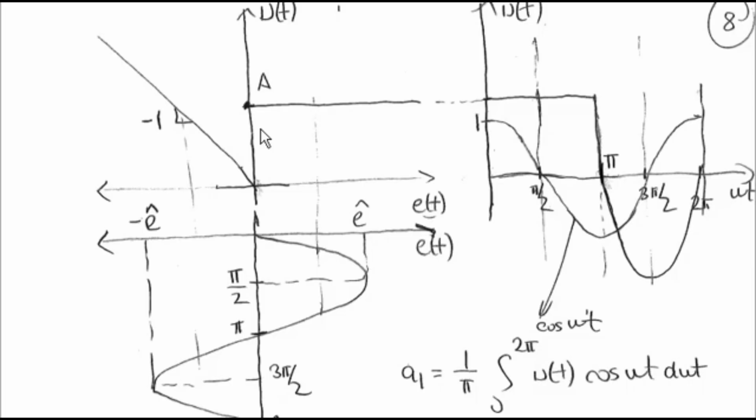Here, by making similar symmetry analysis in the output, we will be able to say that for static nonlinearities, we will always get A1 equal to 0. So only for dynamic nonlinearities, with memory, we can have complex describing functions. So what does a static nonlinearity mean?